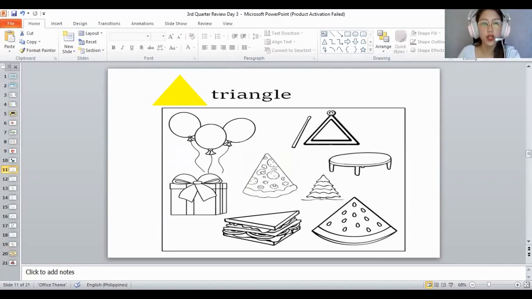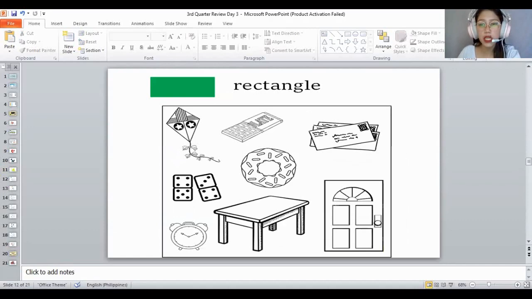How about let's look for the next shape. What shape is this? It's a rectangle. And let's color the rectangle using the color green. Color the table, rectangle, color green, the door. You need to color it properly on your worksheets, okay? And the envelope, the chocolate, and the domino. What shape is this again? It's a rectangle shape. Very good.